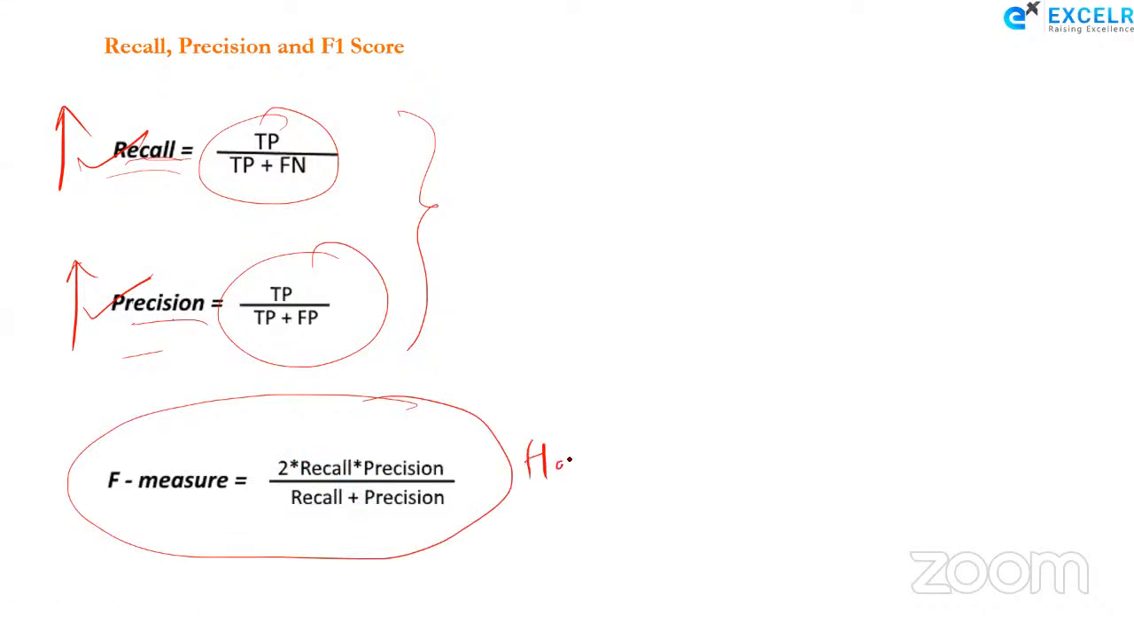This is the harmonic mean between precision and recall. So we can go with this measure as well for finding out how good our model is in case of imbalanced data sets. Okay. So that's all, guys.